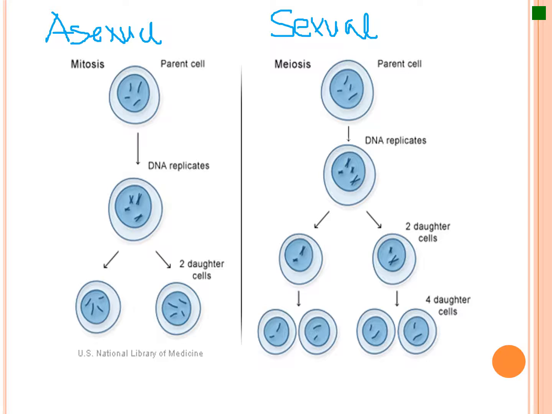Then you get the formation of daughter cells. Now, what happens in this stage is something called crossing over.